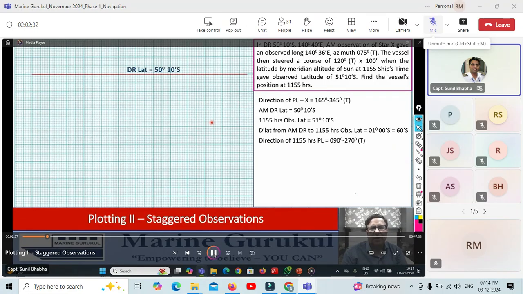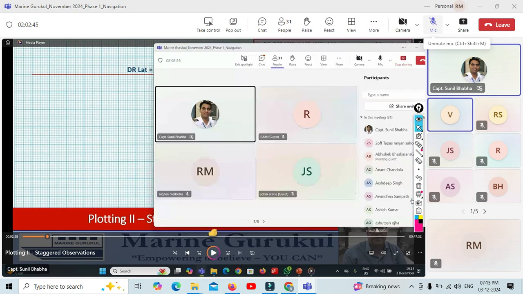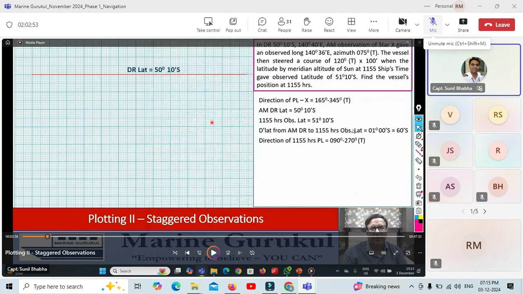Here we have the DR lat 50. Any doubt up to here, beta? Sir, 100 miles observed, what is taken, it is not mentioned, right? Say again, beta. This initial AM site time is not mentioned, right? Yeah, time is not mentioned. We do not need that also because they have directly given us the distance run. Okay. So distance is 100 miles.